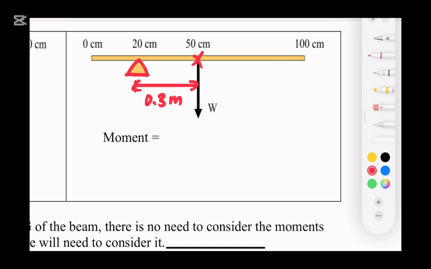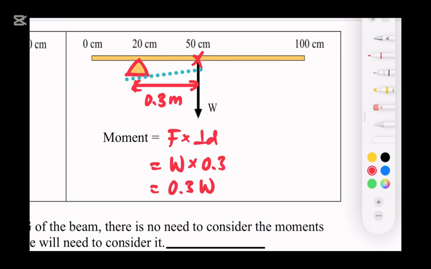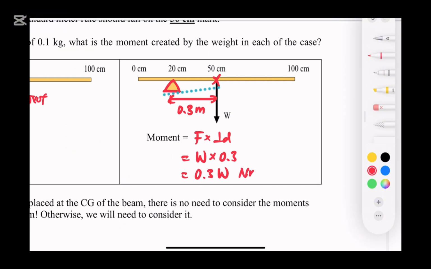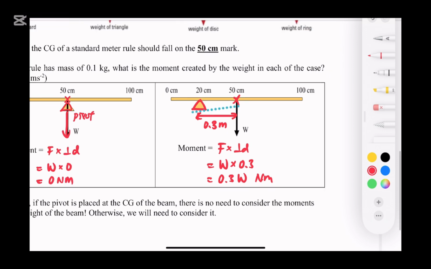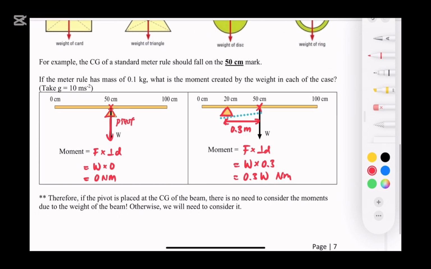Okay, so the moment due to the weight of the plank itself, now we take the force multiplied by perpendicular distance. The force is the weight this time round, and you multiply it by the perpendicular distance, which is 0.3 now. So this is 0.3 times the weight, Newton meters. Of course, we don't know. Oh, we know the weight, sorry, because we have the mass of the plank.